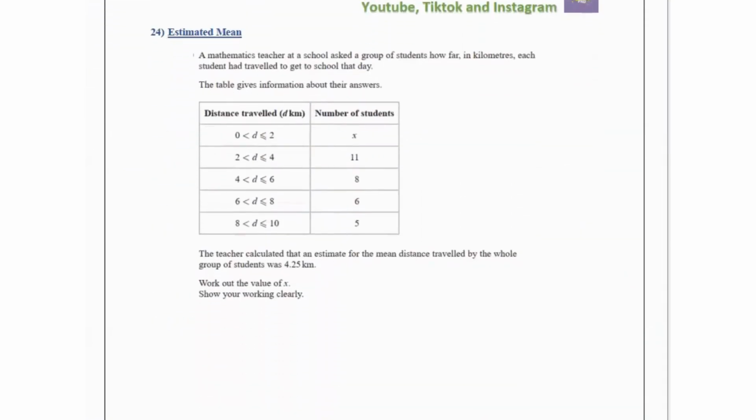Then it says a mathematics teacher at a school asked a group of students how far in kilometers each student had traveled to get to school that day. The table gives information about their answers. The teacher calculated that the estimate for the mean distance traveled by the whole group of students was 4.25 kilometers. We have to work out the value of x. So for estimated mean, first we need to find the midpoint of the intervals given.